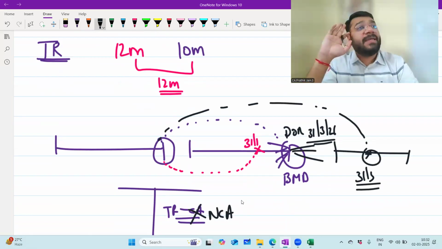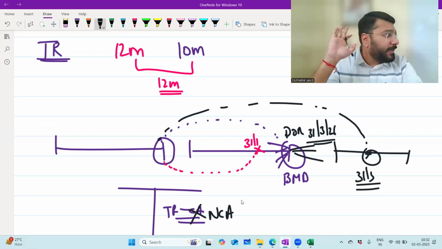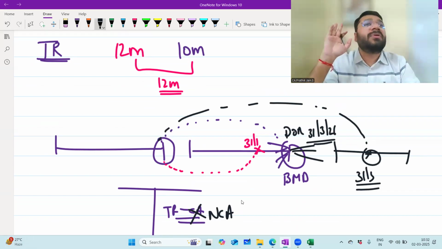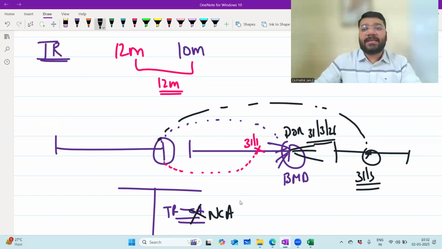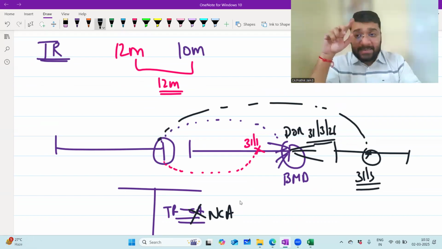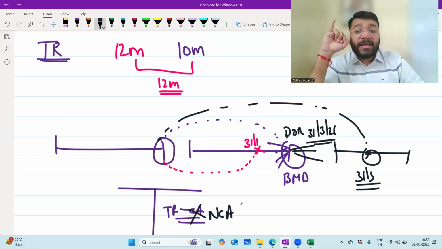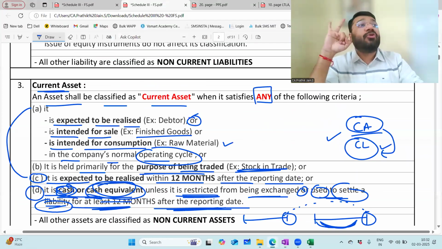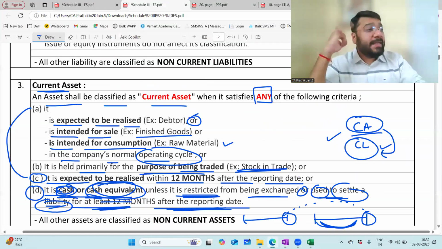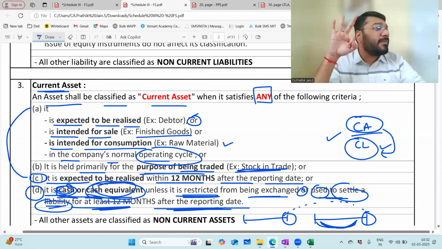That is why I discussed each and every point properly in current liability, so that in current asset, we don't have to struggle. So what is a current asset? Any asset will be classified as a current asset if it is expected to be realized, if it is intended for sale, or if it is consumed within that period of time. Within what period of time?